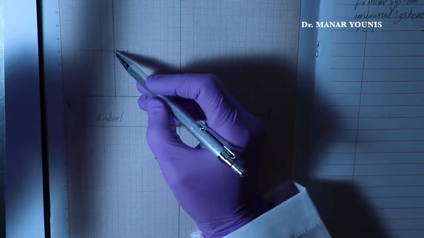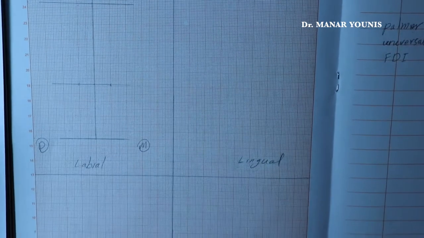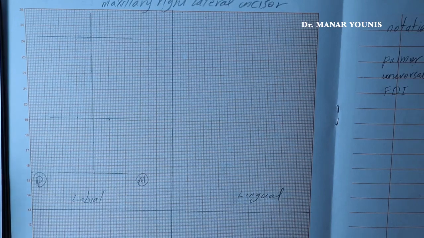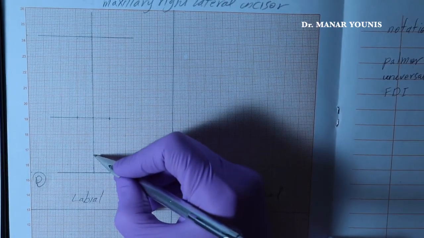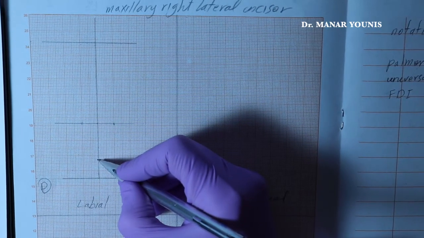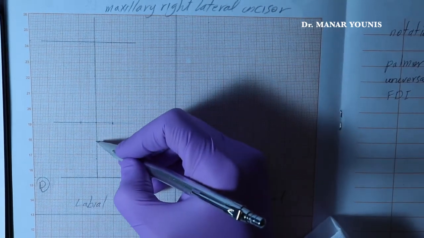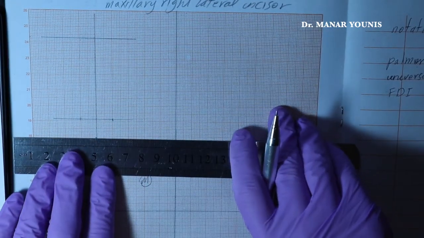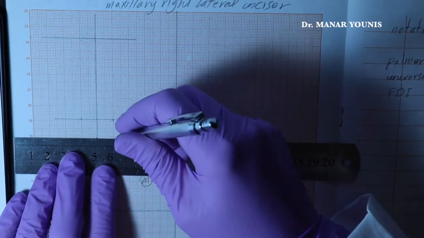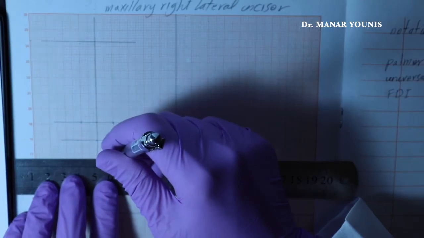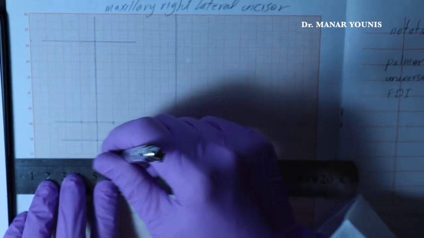So I need to divide the crown into 3 equal vertical parts. 36 divided by 3 equals 12. So I will measure 12 and put a mark. This is the first third. Here is 12, and this is the cervical third. I will draw the lines that divide the crown into equal vertical thirds.